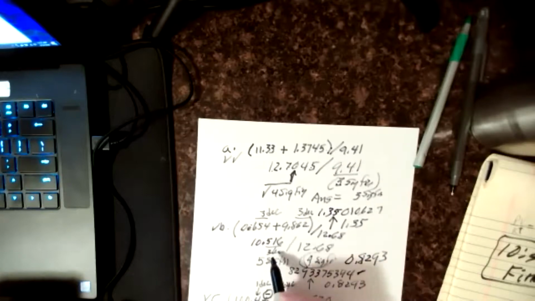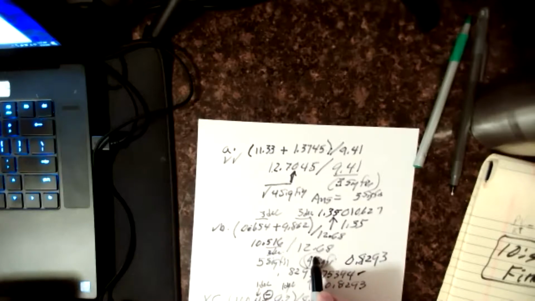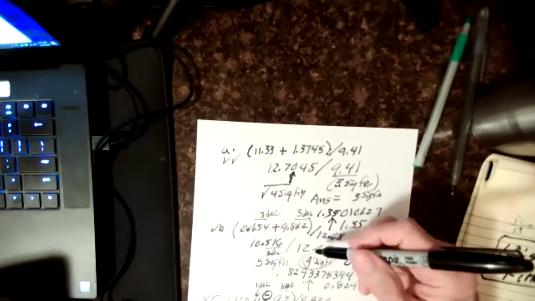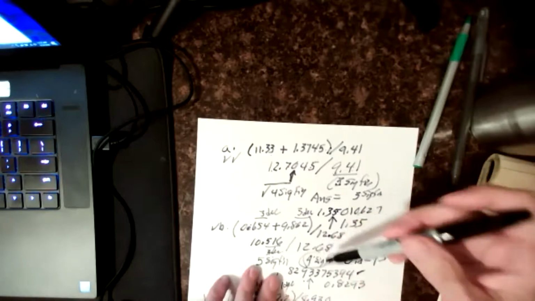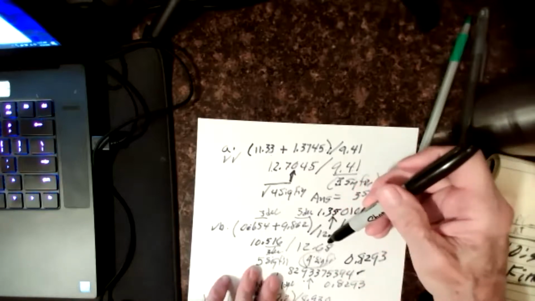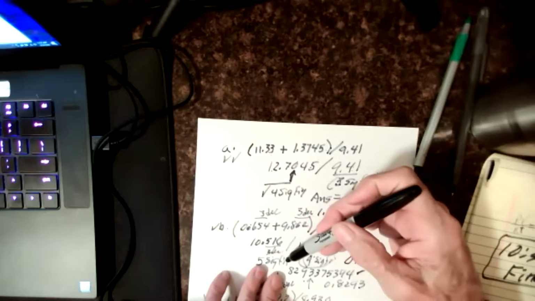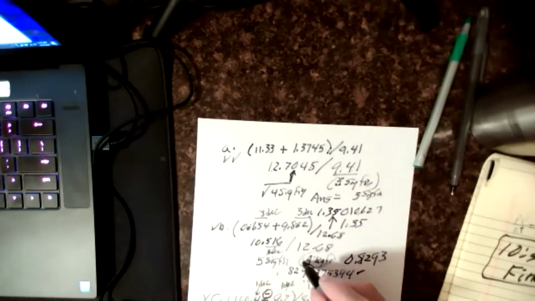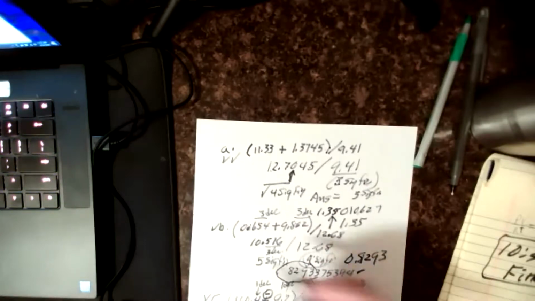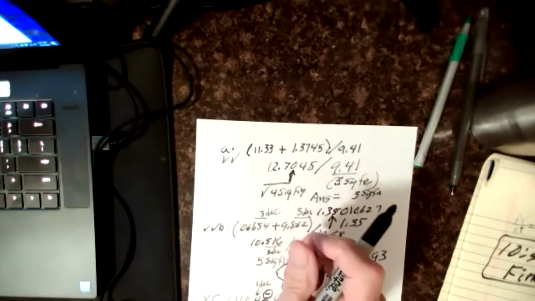Now, we had 3 significant figures and 4 significant figures. The answer should be 3. Oh, I guess I did it 4 a while ago, didn't I? No, that is right. This is 4 significant figures. This is 5 significant figures. 4 significant figures should be right. So 0.8293 is correct. So both of those are correct.